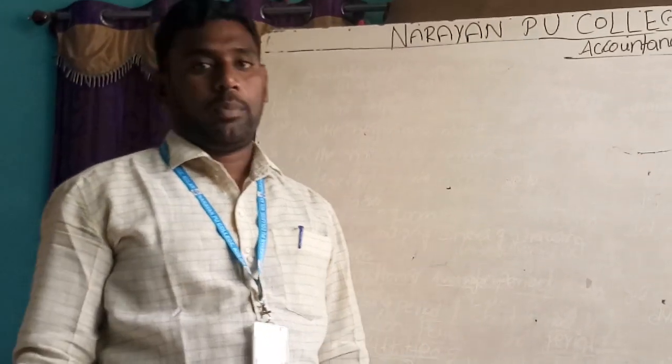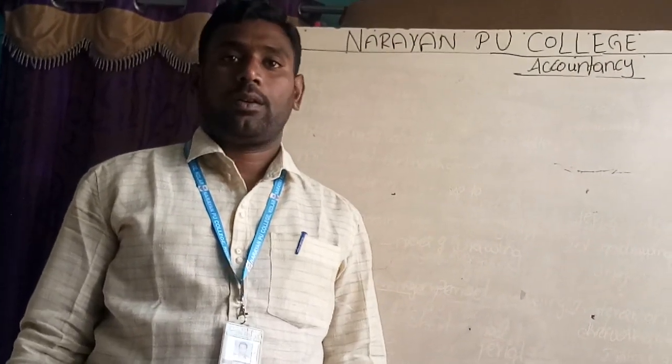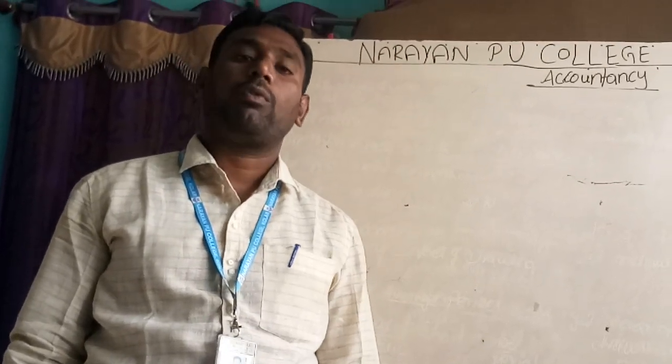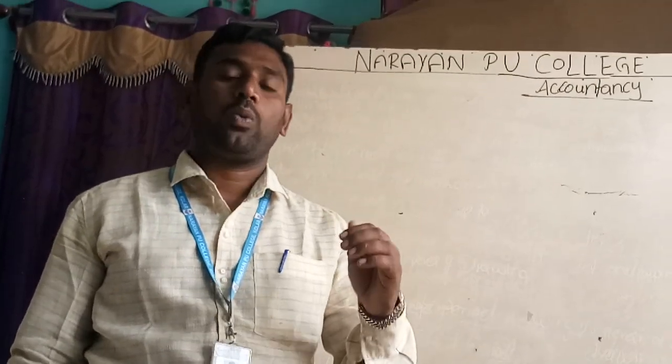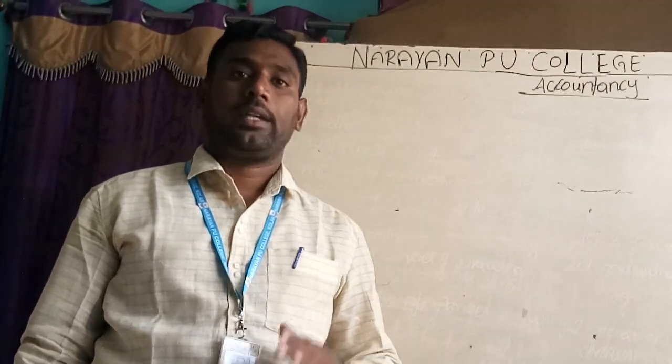In this class, we have to study about calculation of interest on drawings by quarterly basis. If a partner withdraws once every 3 months, how we have to calculate the average period, how we have to calculate the total drawing, and how we have to calculate the interest on drawing, that we have to learn in this class.